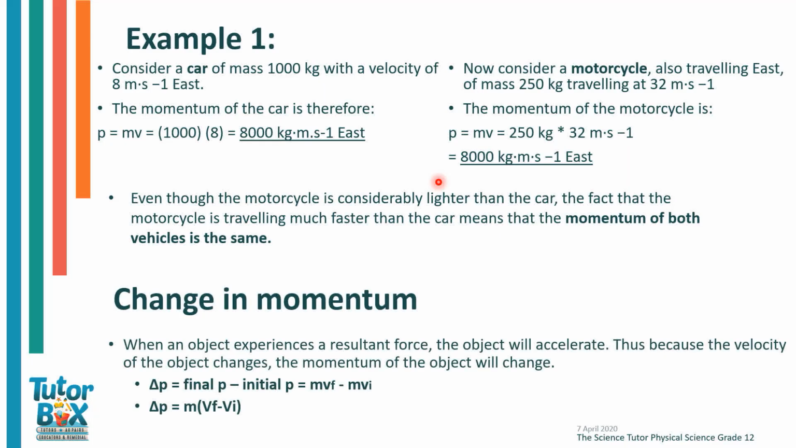Another important concept is change in momentum. So when an object experiences a resultant force, the object will accelerate. Thus, because the velocity of the object changes, the momentum of the object will change. This can be written as change in momentum is equal to final momentum minus initial momentum, which is equal to mass times your final velocity minus mass times your initial velocity, and you can also take out the m as a common factor.